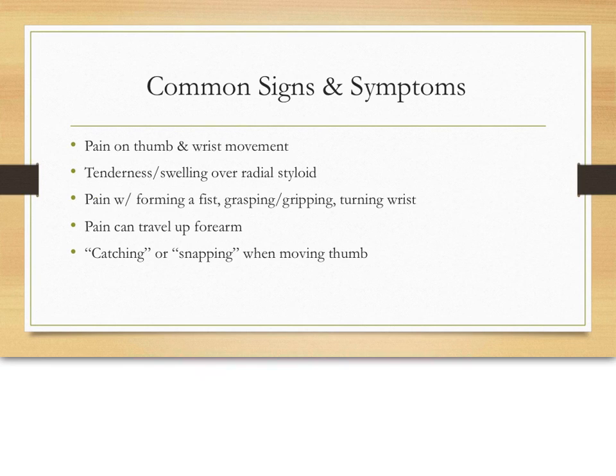Common signs and symptoms of DeQuervain's include, as said before, pain over the radial styloid, including tenderness and swelling. So patients may have pain due to direct pressure over the radial styloid or the anatomical snuffbox. Pain often comes on with thumb and wrist movement, including with forming a fist, grasping or gripping, and turning the wrist. As such, pain can also travel up the forearm, though it tends to be worse at the thumb region of the hand. The patient may feel catching or snapping when moving the thumb, and patients who take part in gardening, racket sports, or other various workplace tasks are probably more susceptible to developing DeQuervain's disease.